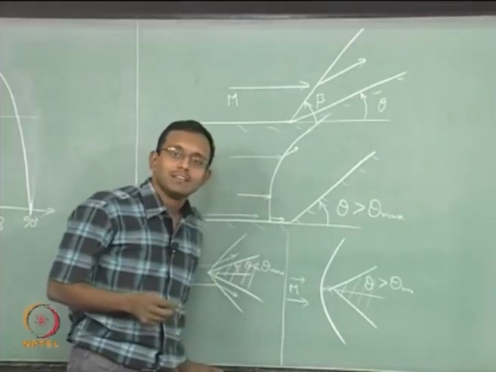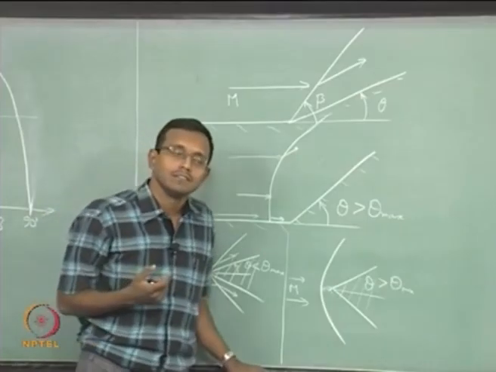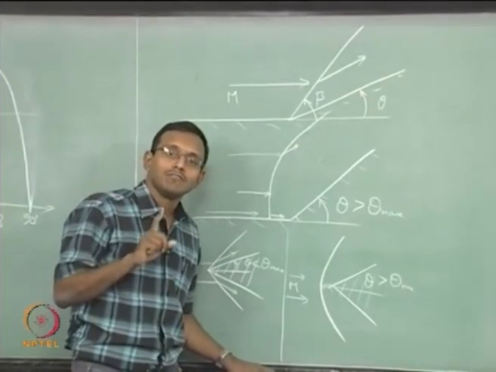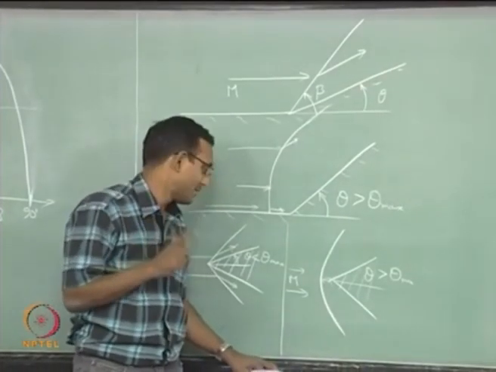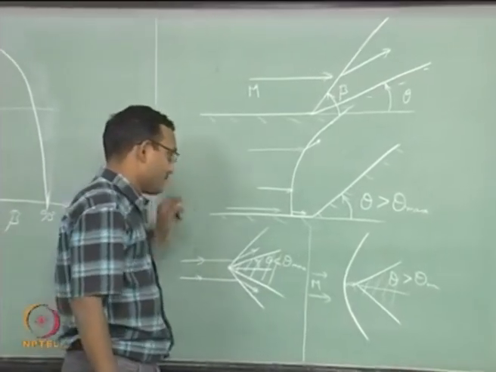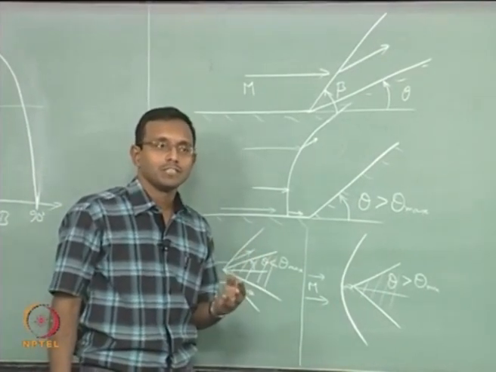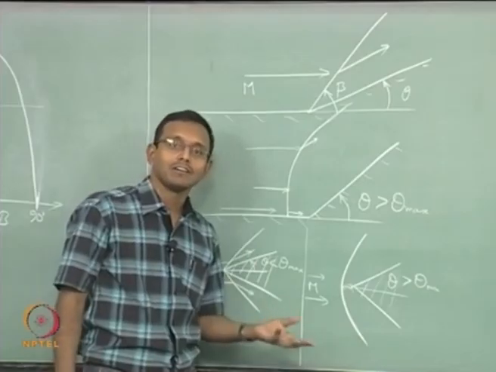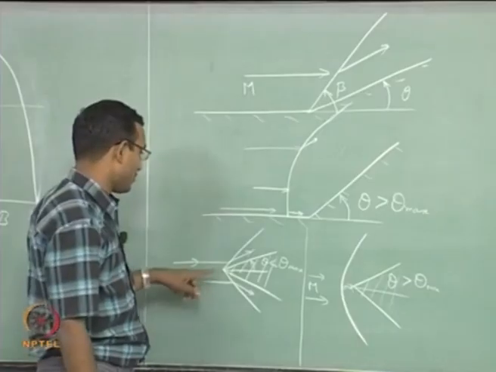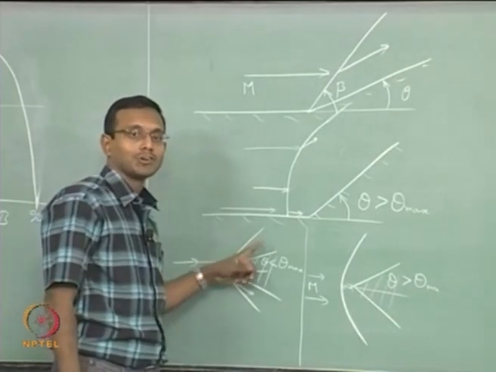Last class we said that strong shocks do not occur in steady problems. That is only for attached shocks. Now, I will qualify that statement again. Last class we said we have strong shock solution and weak shock solution. Strong shock solution is proven to be unstable and it will not occur in a steady problem. That assumed that I am going to have a deflection like this, where it is an attached oblique shock.